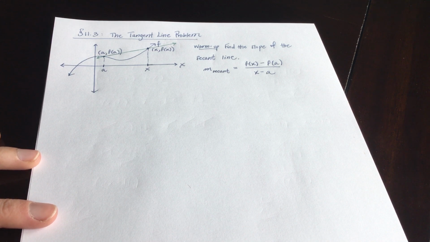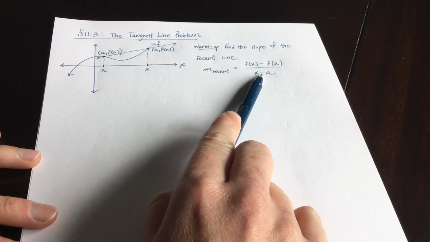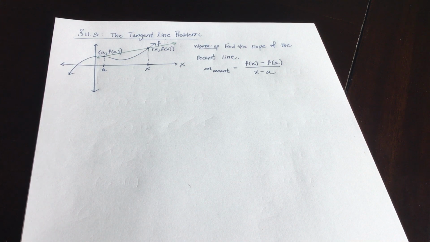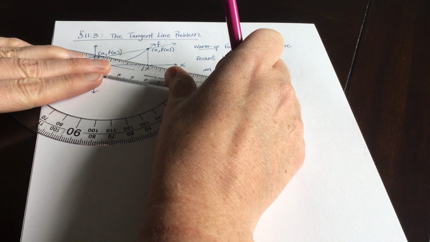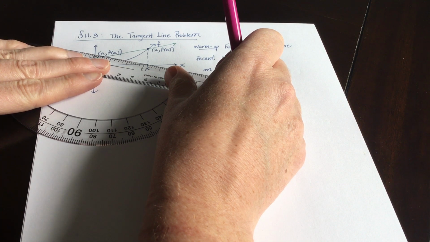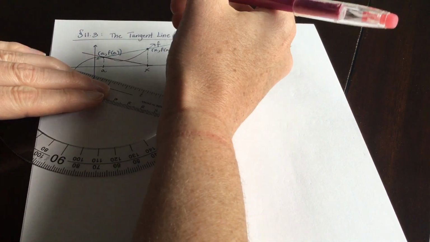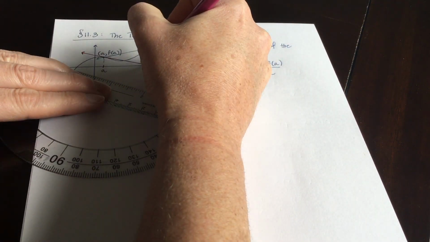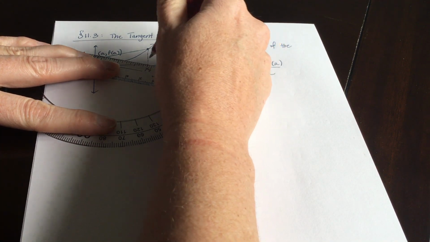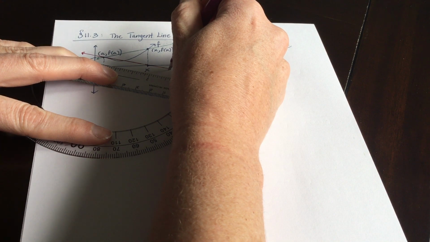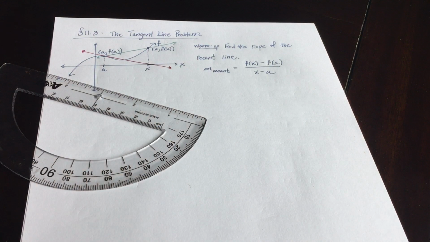Now, what we're going to try to do is figure out how we can trick this slope formula into giving us, and I'm going to draw it in here, the slope of the tangent line. So at a, f of a, I would say maybe the slope of the tangent line would be something like that, maybe. So this line here represents the slope of the tangent line at the point a, f of a.